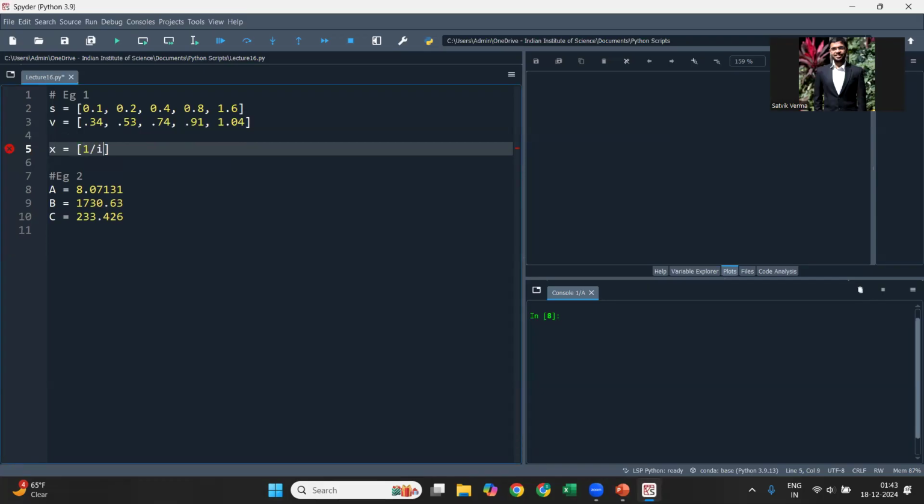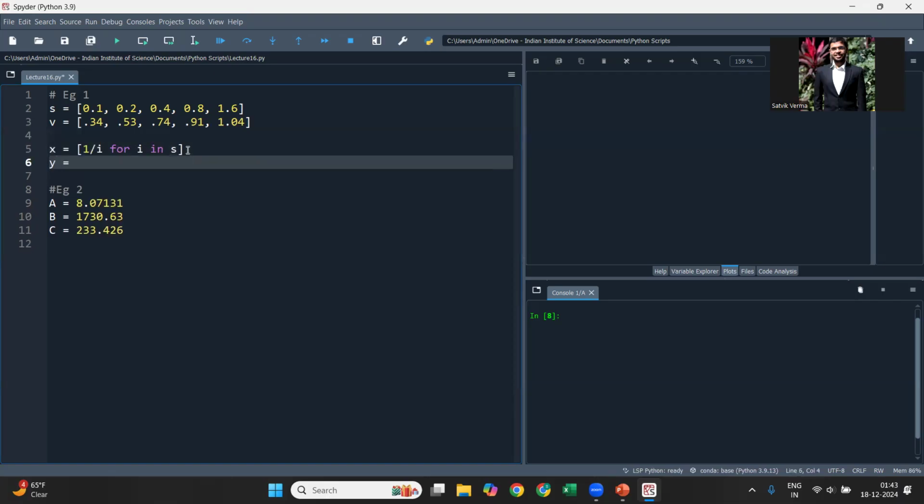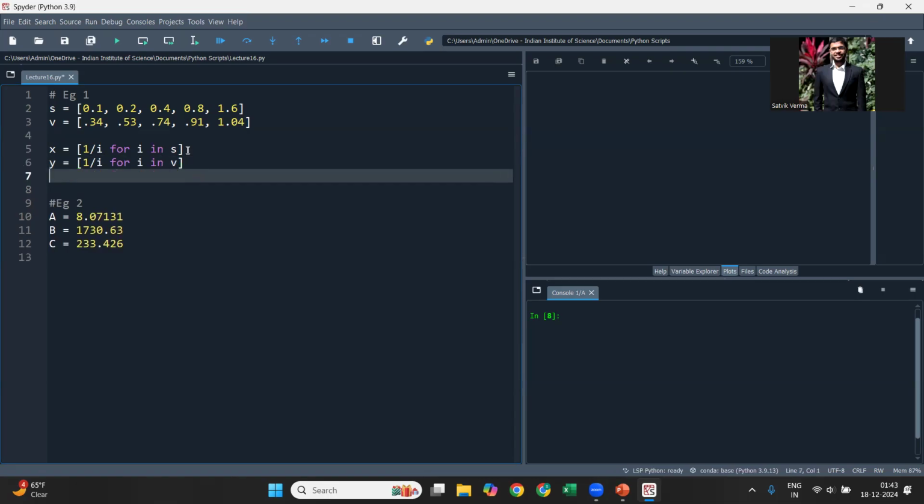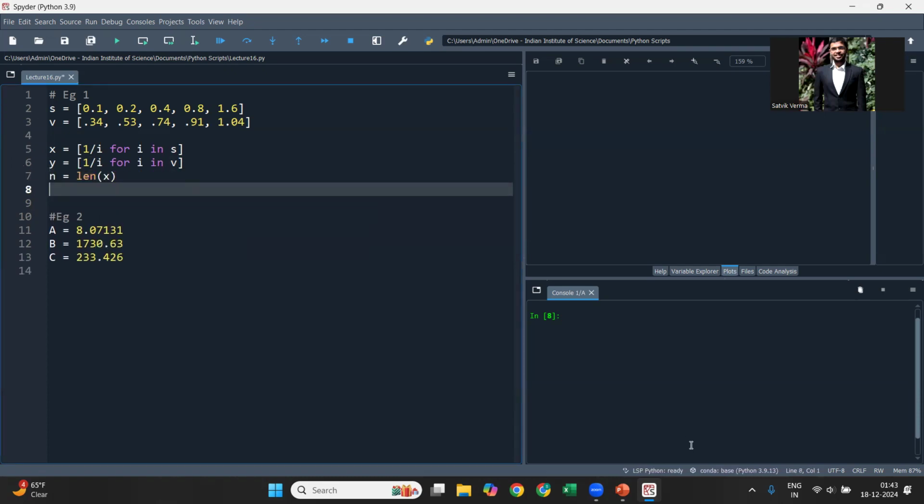So I would write it as 1 by I for I in S, right? So this is what we want to append, and this is what we'll write as the for statement. This is what we'll write in the for loop, for starting a for loop, right? So this is X. And Y, we had said it is 1 by V. So similarly, this is what we'll be appending, and this would be the for loop, right? So I have X and Y data ready. Now, N is equal to the length of X, right?